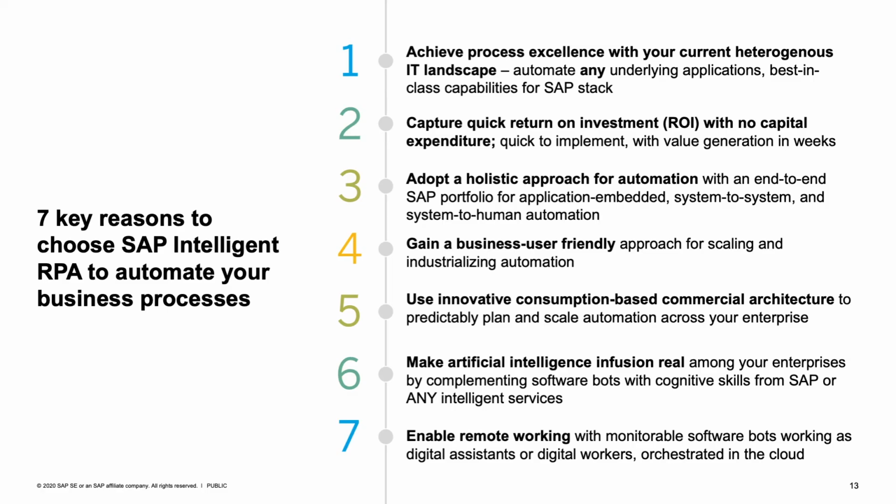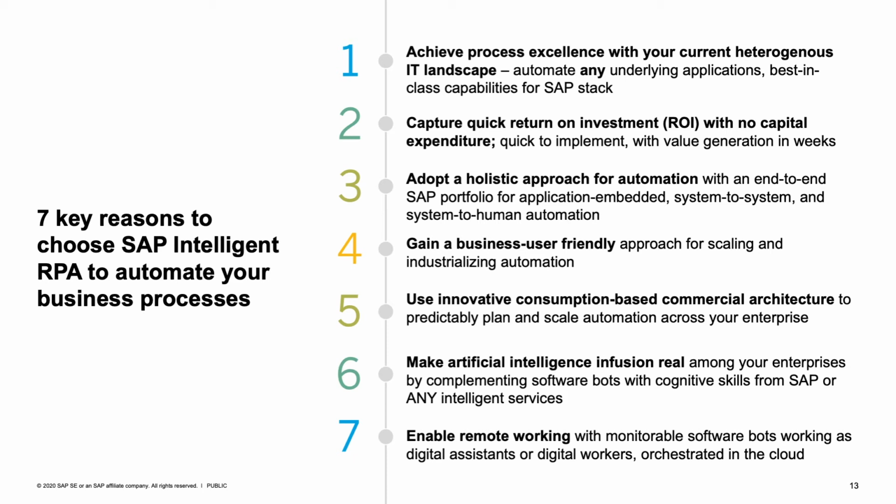So I've already given you an overview about RPA and have spoken at some length about surface automation. So now let's quickly see the 7 reasons to choose SAP Intelligent RPA to automate your business processes. The first one, of course, is to achieve process excellence with your heterogeneous IT landscape. That's very important. To implement Intelligent RPA, you don't need to change your landscape. You can use it the way it is, right?